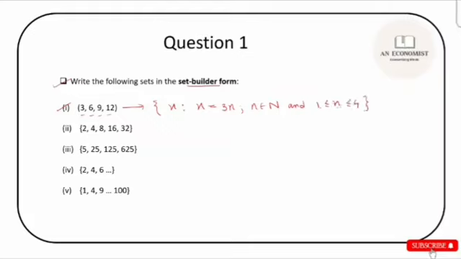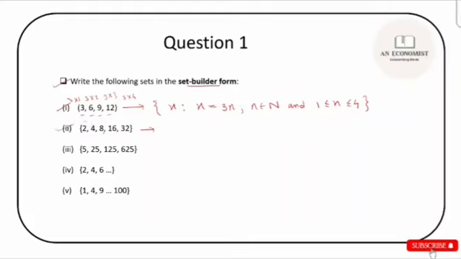Why is this so? If you see, 3 can be written as 3 into 1, 6 can be written as 3 into 2, 9 can be written as 3 into 3 and 12 can be written as 3 into 4. Now if instead of 1, 2, 3, 4 you put n and set the range of n to be 1 to 4, where n belongs to the set of natural numbers, you will get these 4 elements, right? I hope this is clear. Let's get into the second question.